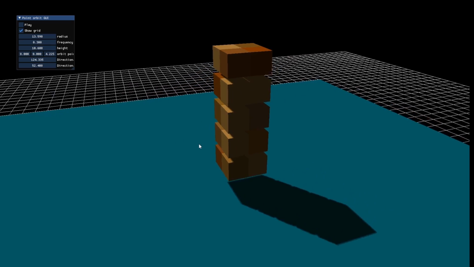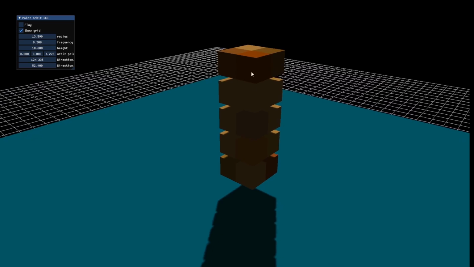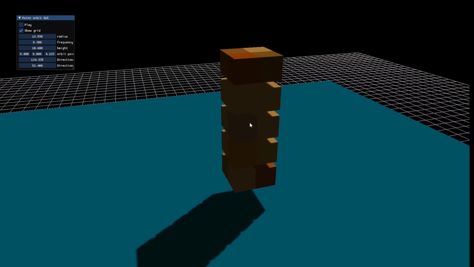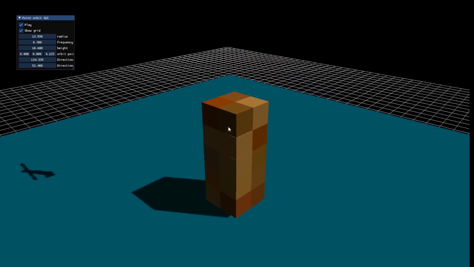Ah yes, the stack of blocks. A quintessential test of any physics engine. The idea is that all blocks will fall simultaneously, stack on top of each other, and stay stable. Let's see how that looks.